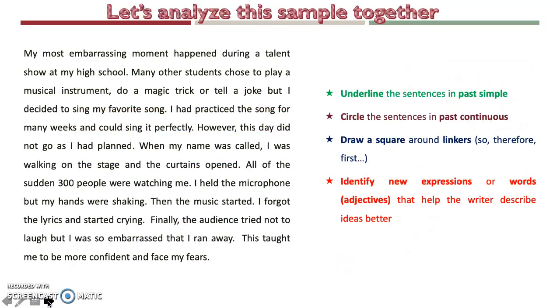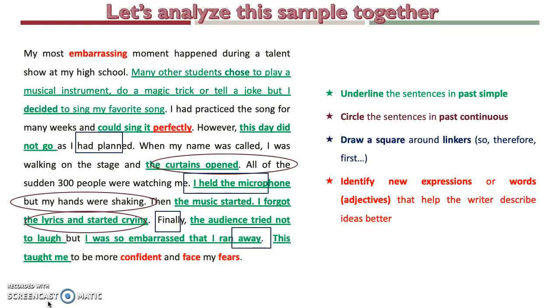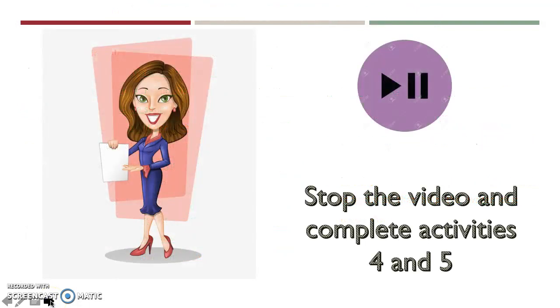Now, let's identify these other elements. We are going to work on past simple and past continuous. Remember that narrative paragraphs are told in the past, and we need to include these 2 important tenses. Also, pay attention to the linkers and to new expressions or words, adjectives that help the writer describe ideas better. Let's see. Good job. So as you can see here, we have all of these different elements. Now it's time to stop the video and complete activities 4 and 5. When you're ready, press the play button.